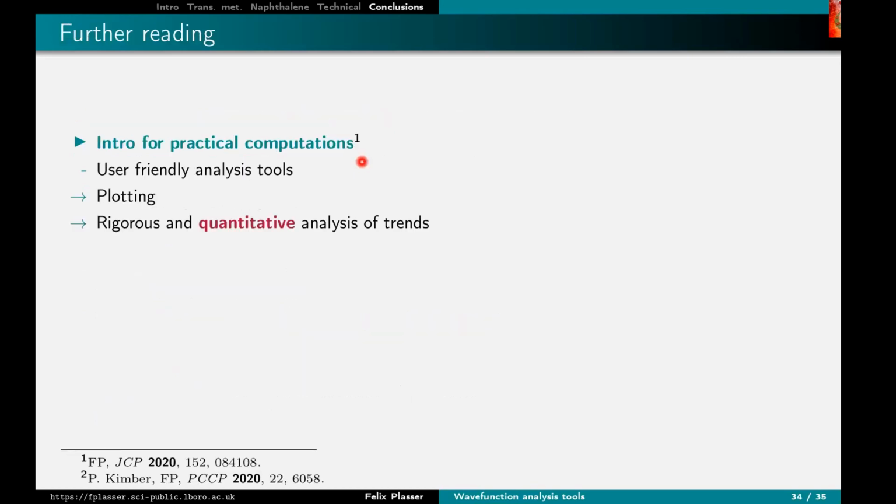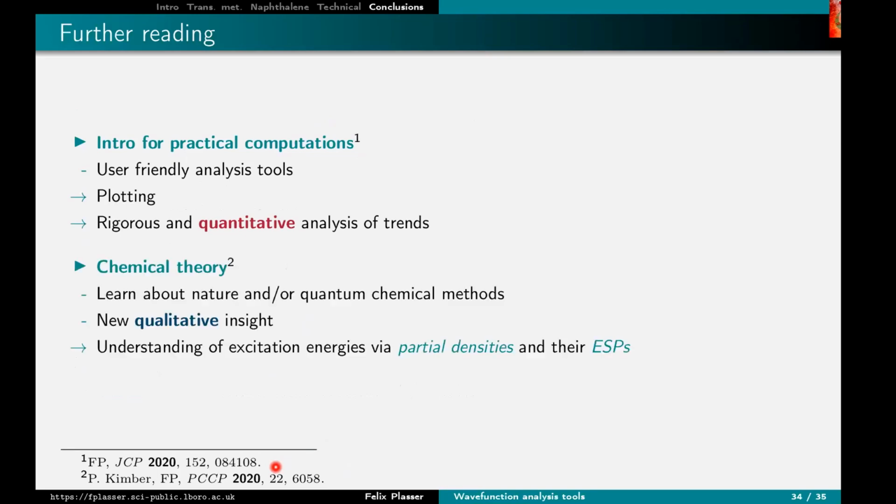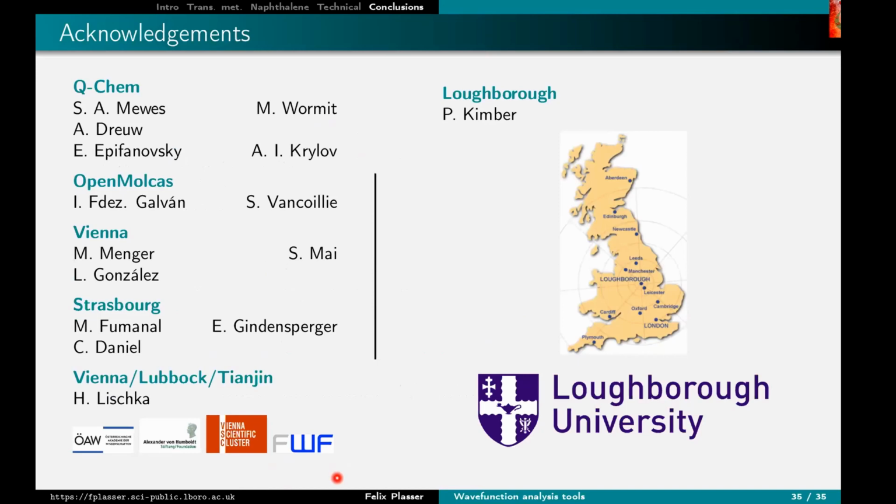Just before I close, if you're interested in any of this, there are two new papers that came out in 2020. There's a JChem-Phys paper for the first point, just press a button to automate things. And if you're interested more in the chemical theory, then you could go to this PCCP paper down here. And then I just want to acknowledge some of the people that were involved in the work that I'm doing here. And in case you've never heard of Loughborough, it's right here in the center of England between Leicester and Nottingham. Okay, thank you very much.